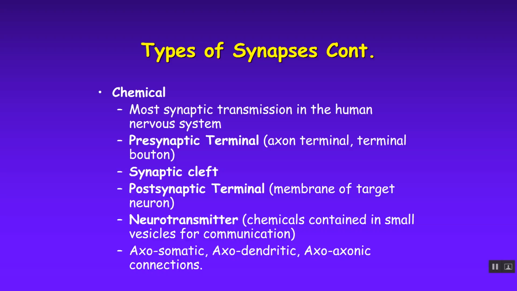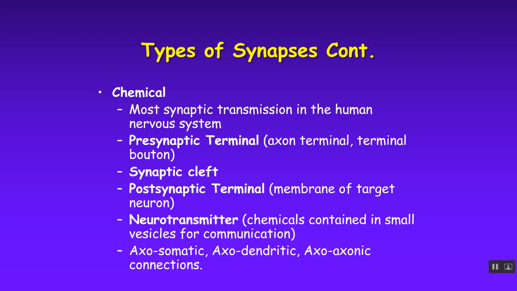Then you have a cleft or a space between that and the next cell. Okay? The next cell has a postsynaptic terminal or postsynaptic membrane. Okay? That is the membrane of the target neuron, target muscle cell, target gland. That's the postsynaptic terminal. It's usually kind of a specialized area or site that has a higher density of receptors for whatever neurotransmitter is being released into that cleft. Then you have the neurotransmitters, okay, which are the chemicals that contain the message, so to speak, and small vesicles that are delivered into the synaptic cleft.